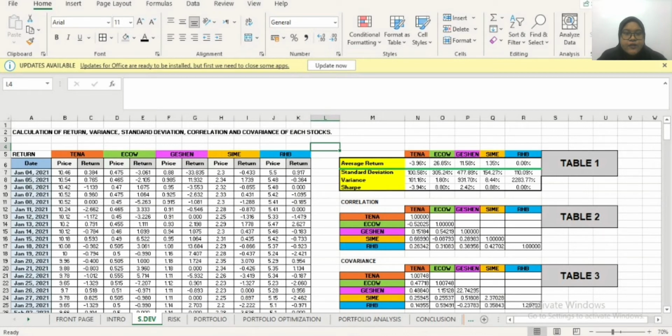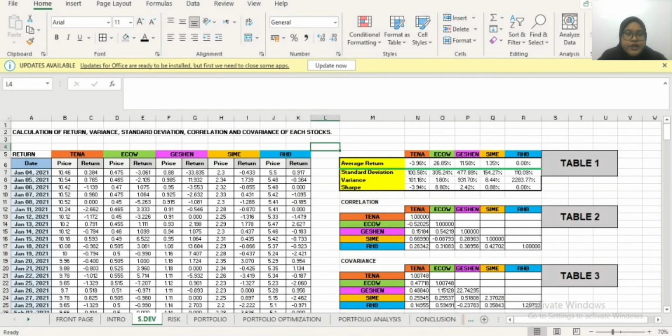Okay, next, as we can see from the Excel on the right, which is table 1, it shows the average return, standard deviation, variance, and Sharpe ratio for each of the 5 stocks. And as we can see, Tenaga Nasional Berhad got a negative return and Sharpe ratio, which might be a disadvantage for investors. Similar with RHB, where the average return is 0, that might also be a disadvantage to an investor.